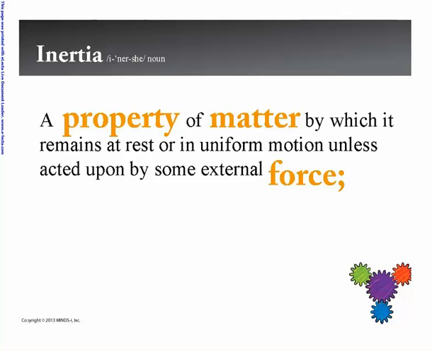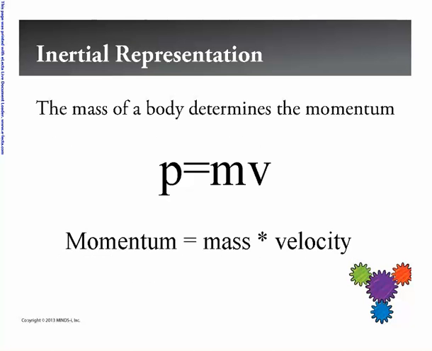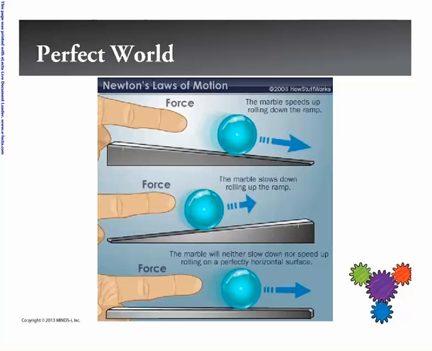Now we'll just cover inertia really briefly. Inertia is a property of matter by which it remains at rest or in uniform motion unless acted upon by some external force. Measured by how much force and energy is required to accelerate an object to a speed, or conversely, how much force is required to decelerate objects. The mass of a body determines momentum. P equals mv. Momentum equals mass times velocity.